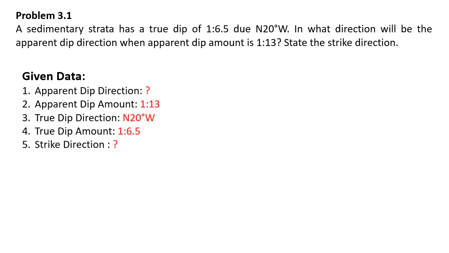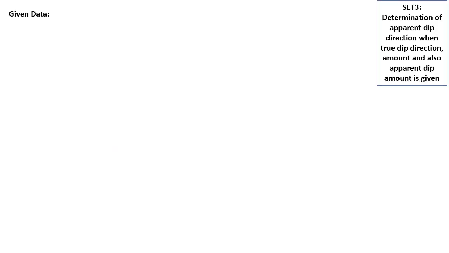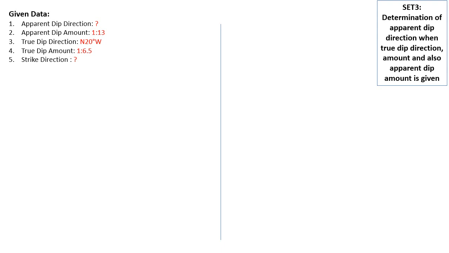So given the data, we are going to find the apparent dip direction. The apparent dip amount is given, that is 1:13. When the amount is 1:13, what is the direction? That is asked. The true dip direction and amount are given, and we also need to find the strike direction. So these are the given things. Set 3, problem 3.1.